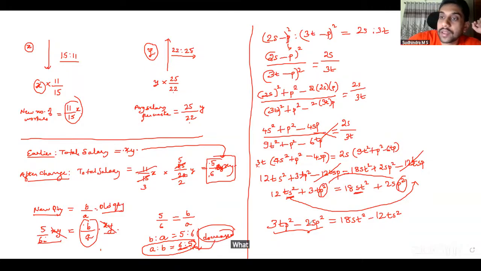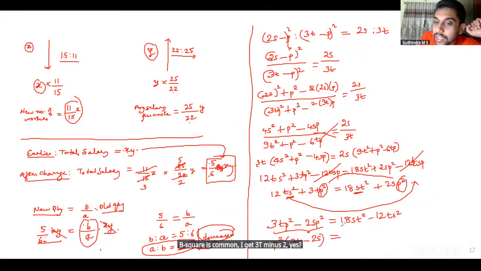What is common? P square is common. I get 3t minus 2s. Here, what is common between 18 and 12? 6st. 6 is common and st is common here. So 6st. If I take 6st, 3s is taken out of t square, 1t is taken out. 1t remains. Minus 12, 6 2s are 12.